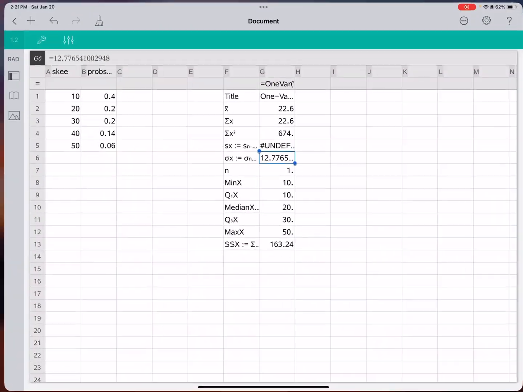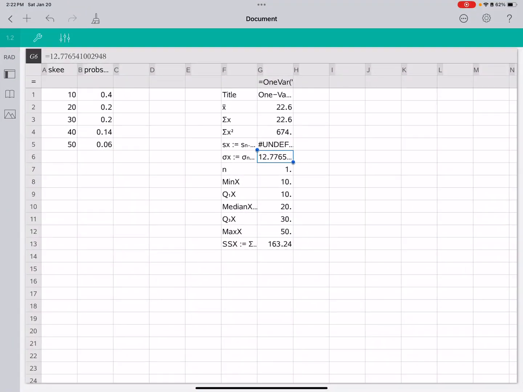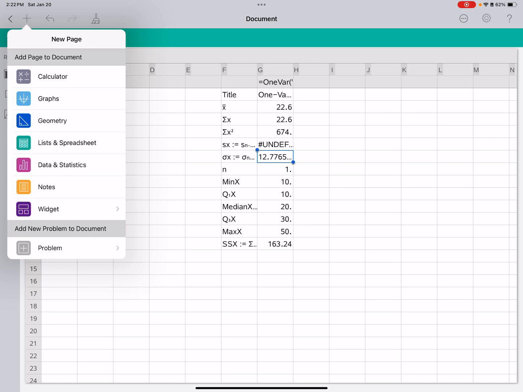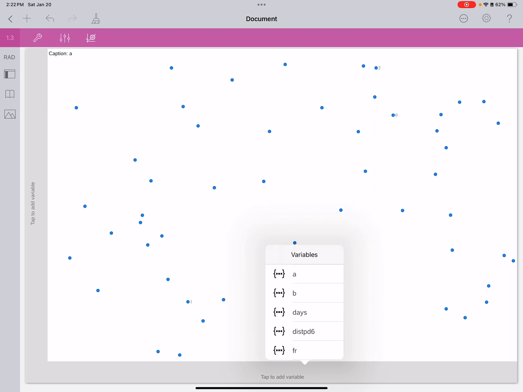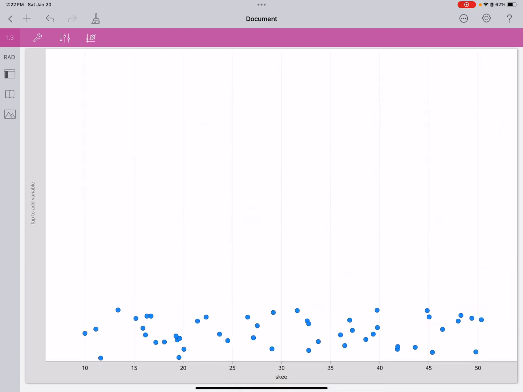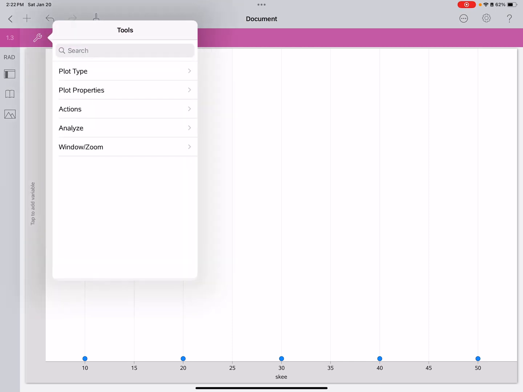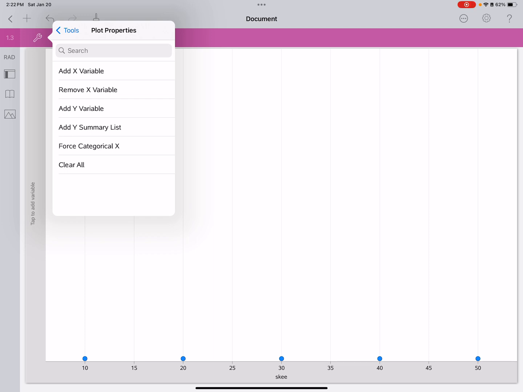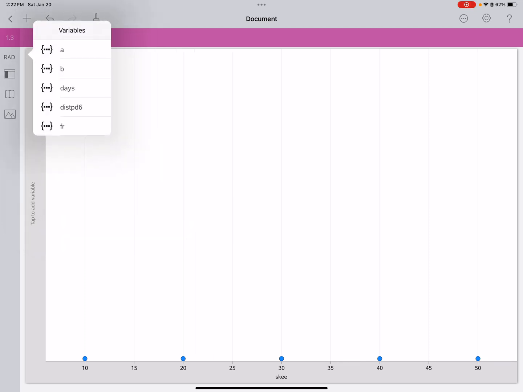So the first step is to make your data table. Then the next step is you're going to go menu, new document. In the new document, you're going to go to number 5, data statistics. You're going to put yours here, and I called mine skee ball. Then do not do anything. Don't tap the Y, because if you tap the Y, it's going to do an X, Y, and it's going to make you a line or an ordered pair. You don't want that. You want a histogram. So you're going to hit menu, plot properties, and number 9 on your calculator is add Y summary list. That's what you're going to choose. What I called mine, again, was prob sample.